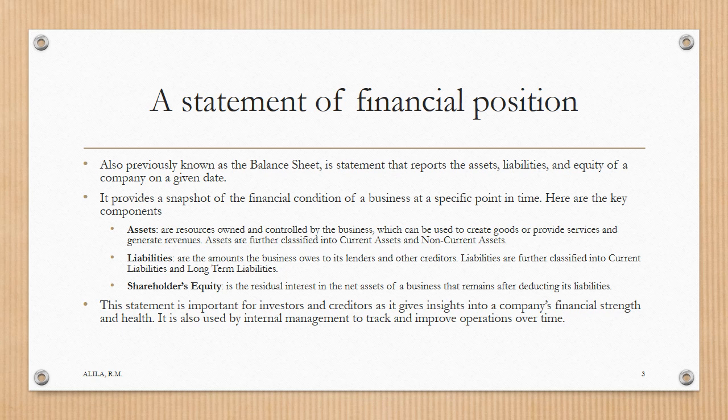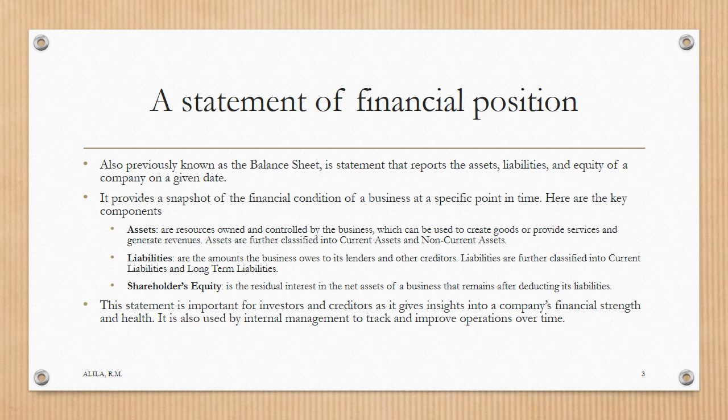We have assets, which are resources owned and controlled by the business. And these resources can be used to create goods or can be used to provide a service, and they are meant to generate a profit. And these assets may be further classified into current asset and non-current asset.